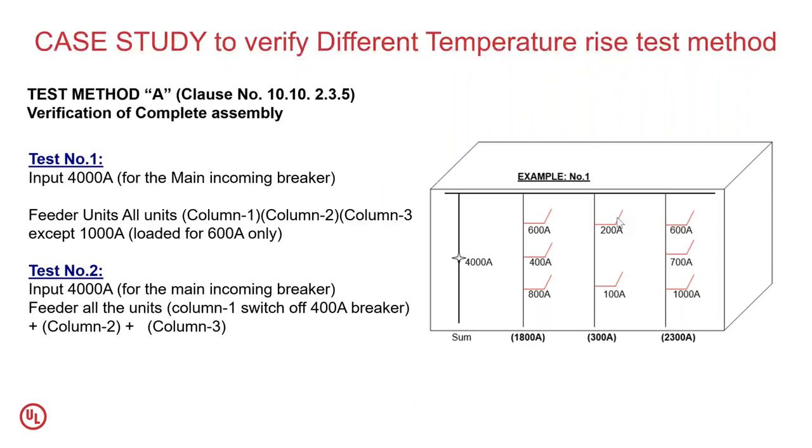First test under test method A means RDF 1, whatever the current declared in the picture, example number one, we are going to pass under method A. This is rated diversity factor 1. Because 4000 amperes is the incomer, the sum of the current is more than 4000 amperes. If you sum the total current of the feeders, it comes to 4400 amperes. Hence, I can't pass rated current for all the feeders, correct? It is not mandatory that the incomer rating and the sum of the feeders should be equal. I already mentioned this, even though the sum is more than the incomer total current, my incomer rating is fixed for the bus, for the switchboard.